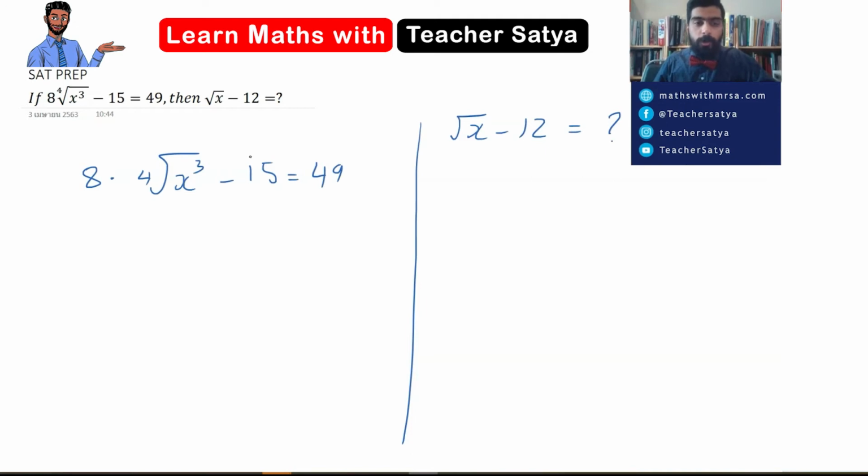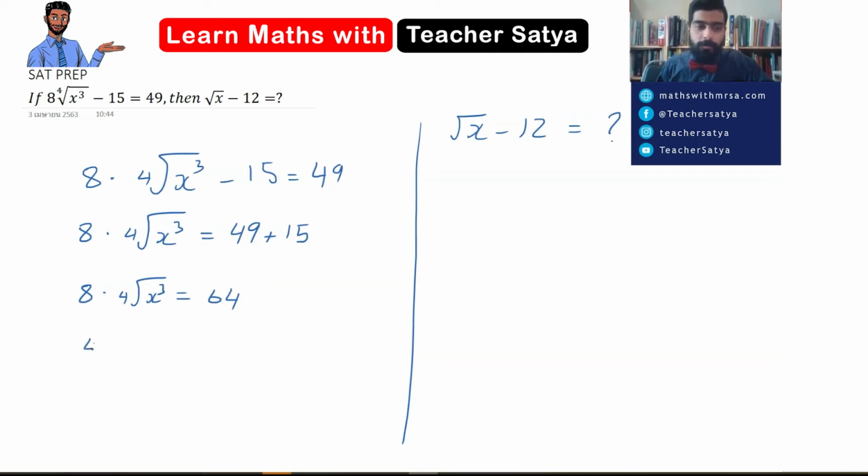So first, we are going to transpose this negative 15 to the other side. So we would have 8 multiplied by 4th root of x to the power of 3 is equal to 49 plus 15, right guys? And we have 8 multiplied by 4th root of x to the power of 3 is equal to 64. Now we're going to transpose this 8 to the other side. So we have 4th root of x to the power of 3 is equal to 64 over 8.